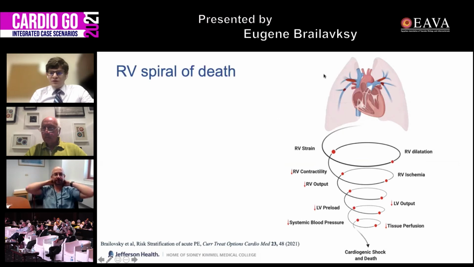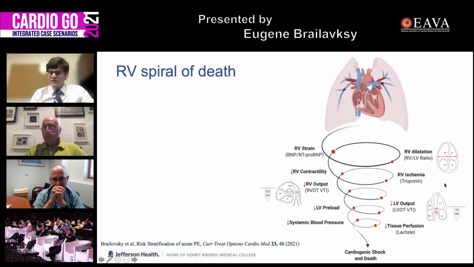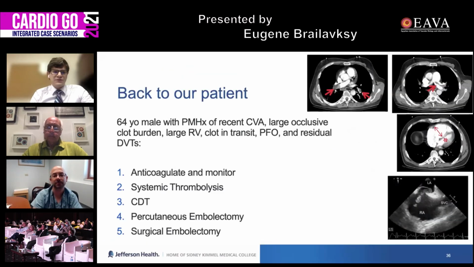So back to our RV spiral of death. As you can see, we can start to fill in some of these parameters. So RV strain, RV ischemia, we can look at troponin and BNP, and blood pressure we can look at as well, and cardiogenic shock and death is obviously very close to tissue hypoperfusion, which is measured by lactate. But we can start to fill in the other parameters as well by looking at echo parameters such as RVOT-VTI and LVOT-VTI, and really trying to get granular information about our patient's risk and who needs to be intervened on early and to prevent in-hospital decompensation.